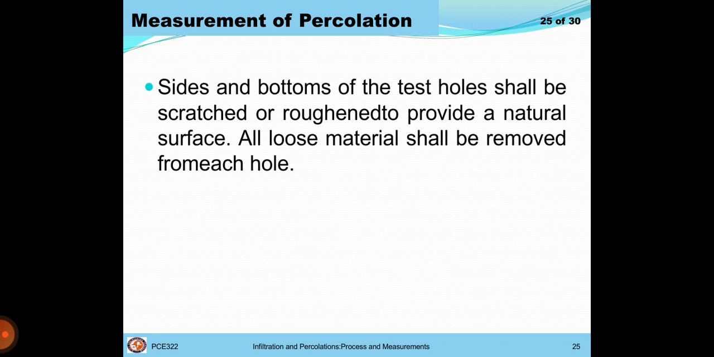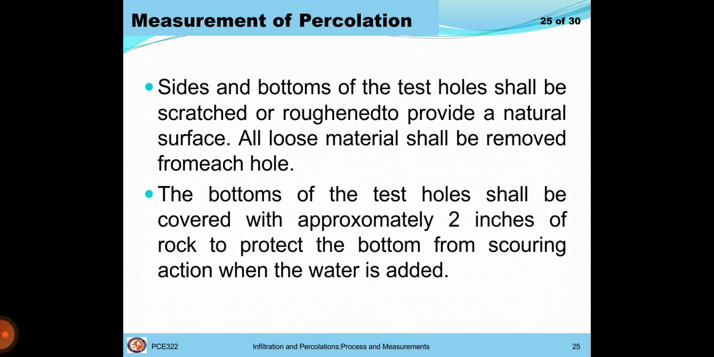Third, the sides and bottoms of the test hole shall be scratched or roughened to provide a natural surface. All loose materials shall be removed from each hole. Fourth, the bottoms of the test hole shall be covered with approximately 2 inches of rock to protect the bottom from scouring action when the water is added.